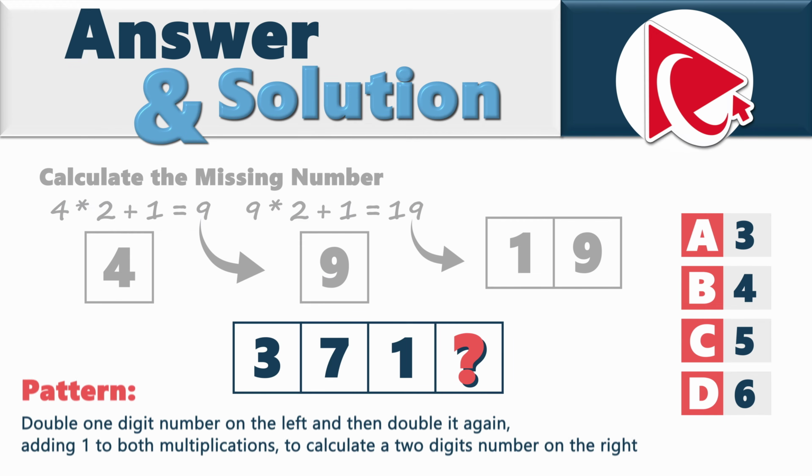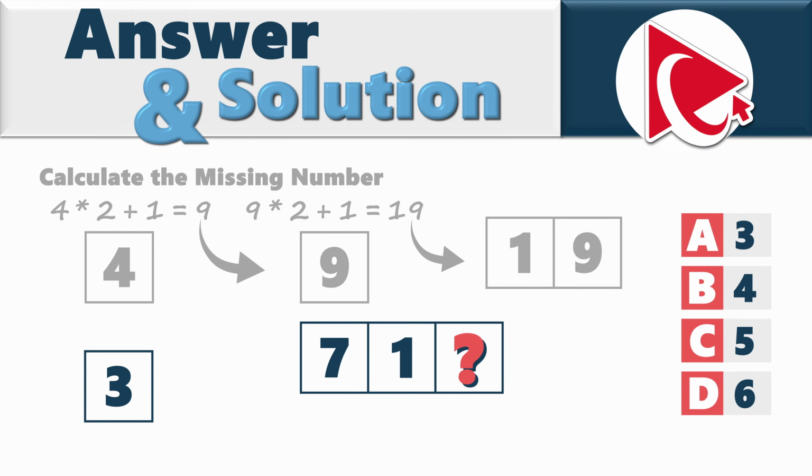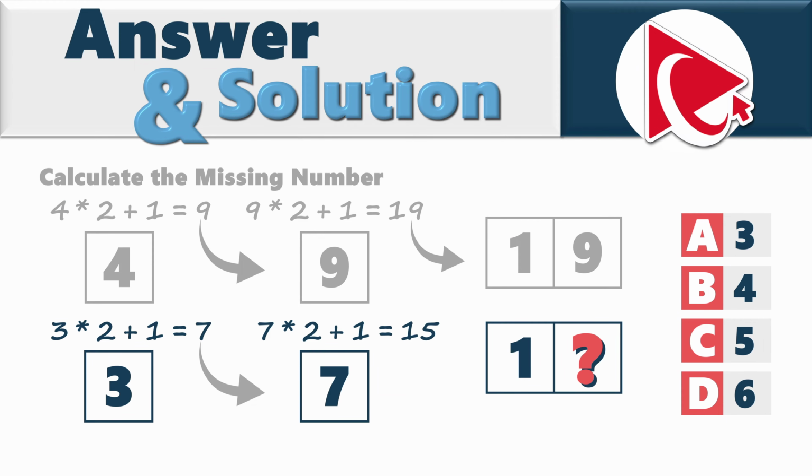Now we can calculate the missing number in the second row. 3 multiplied by 2 plus 1 equals 7. And 7 multiplied by 2 plus 1 equals 15. So the correct answer here is choice C, 5.